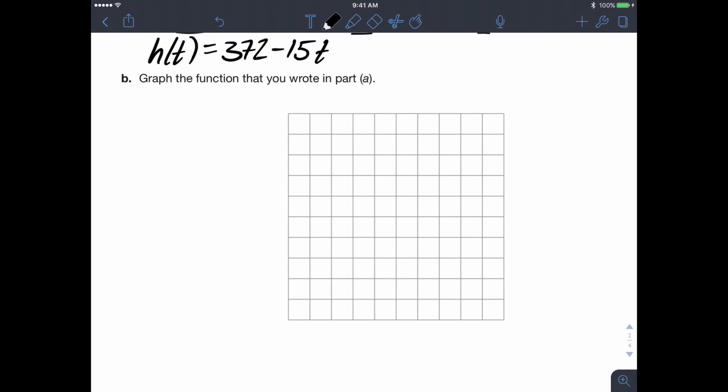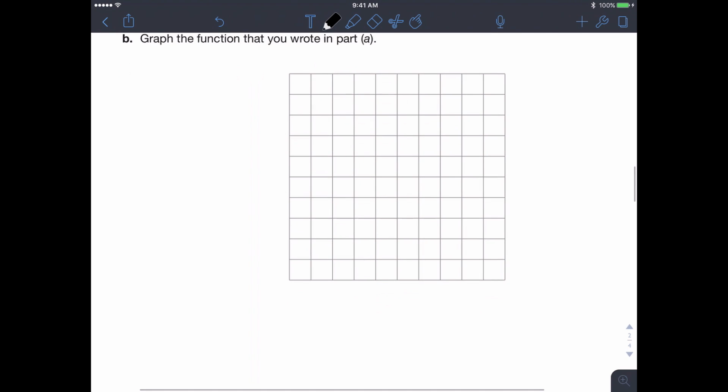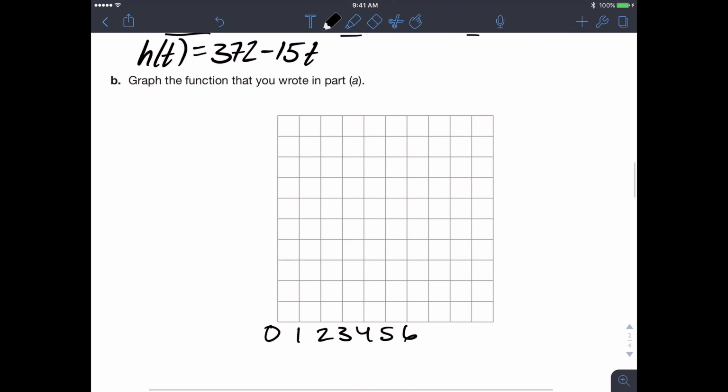All right, let's do it. So I'm going to call this 0. Okay. 1, 2, 3, 4, 5, 6. You can go further if you want. Now, instead of marking every single little hash by like 2s or 1, forget all that. I'm going to do this. I'm going to start at 372. And let's just say 372 is right here.